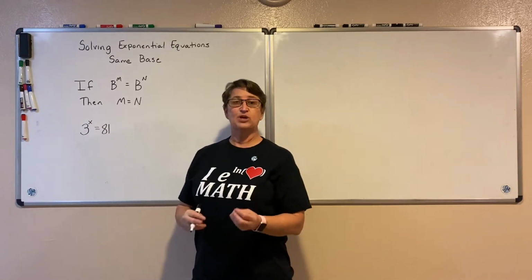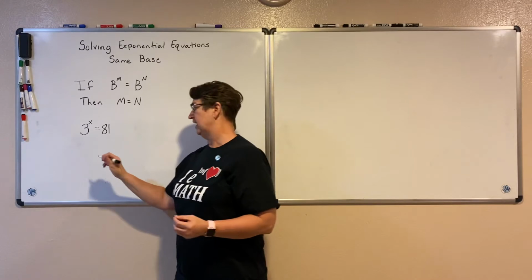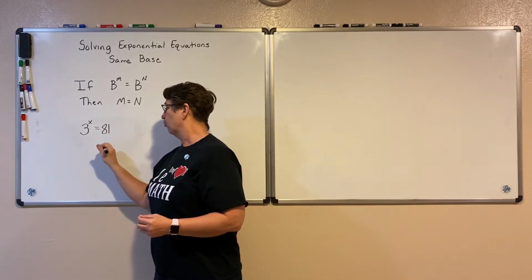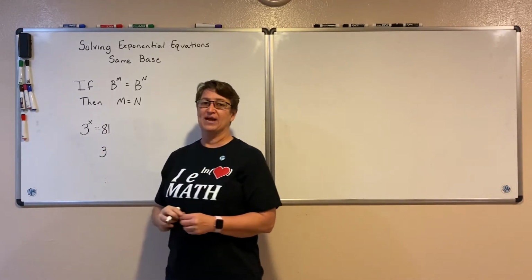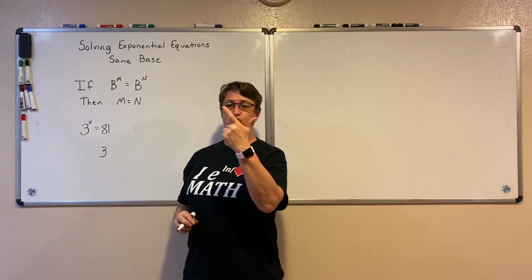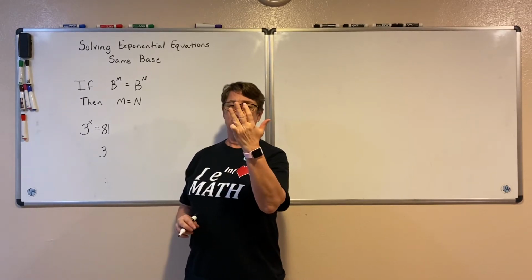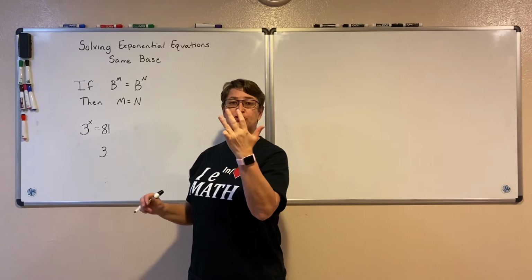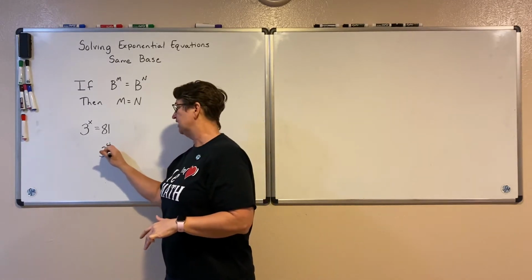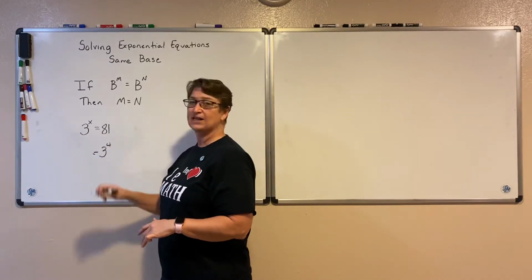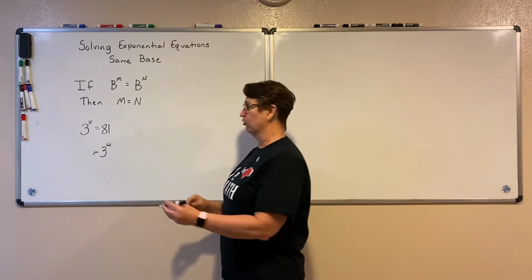Well, let's see if we can make their bases the same. Can I rewrite 81 with a base of 3? Well, 3 times 3 is 9, times 3 is 27, times 3 is 81. So 3 to the 4th power is equal to 81. I can rewrite that 81 as 3 to the 4th power.